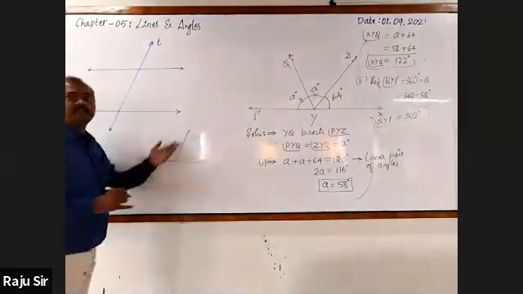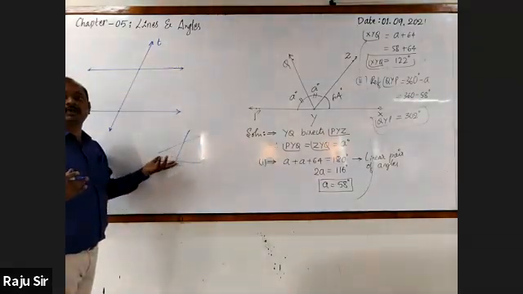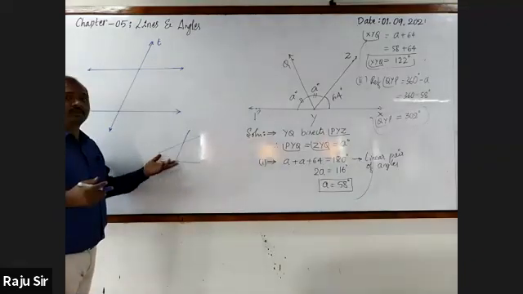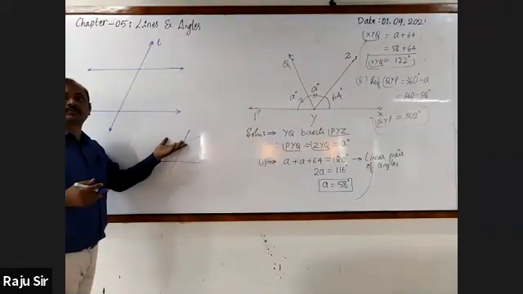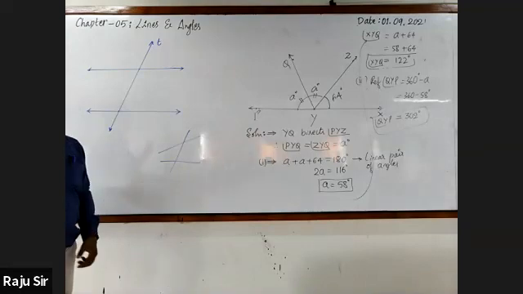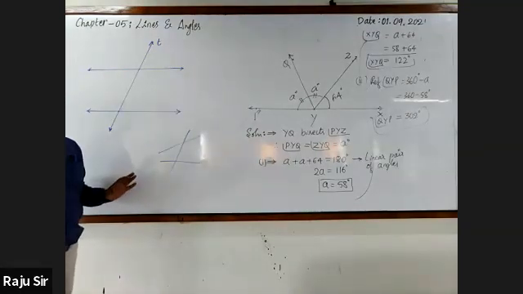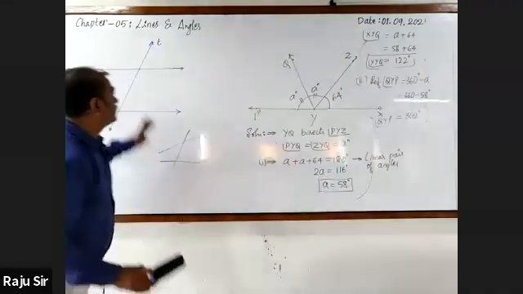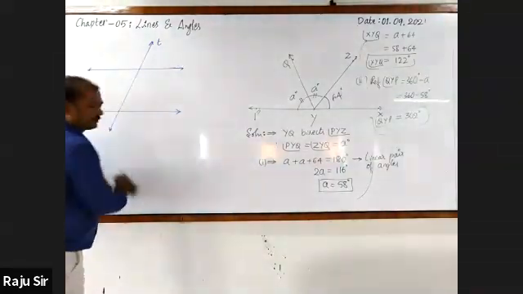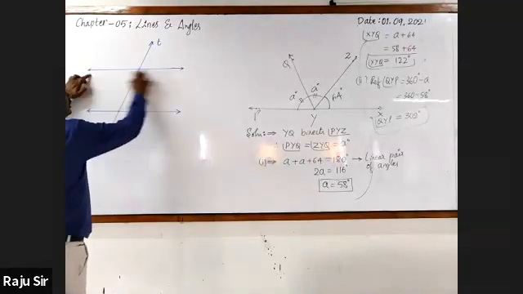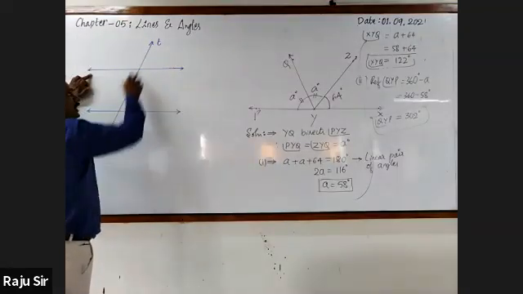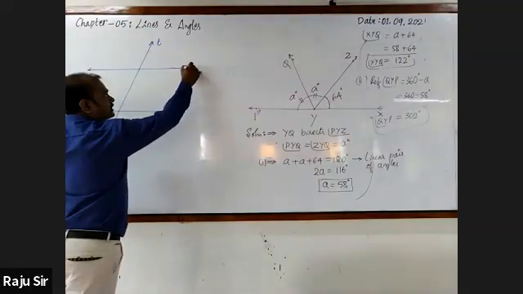A line which intersects two or more lines at distinct points is called a transversal. The lines may be parallel or non-parallel, it doesn't matter, but it should intersect them. But here we are focusing on parallel lines and transversal.